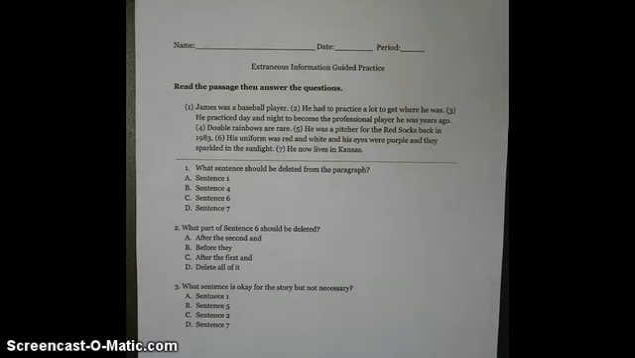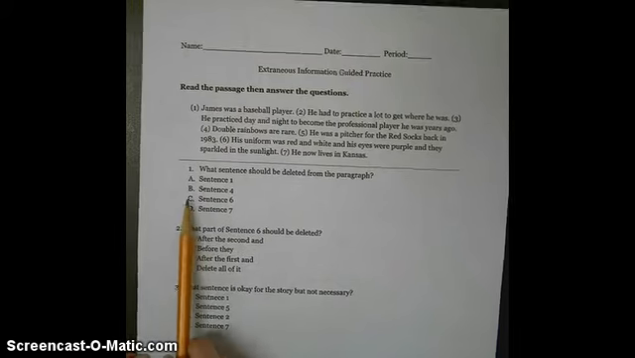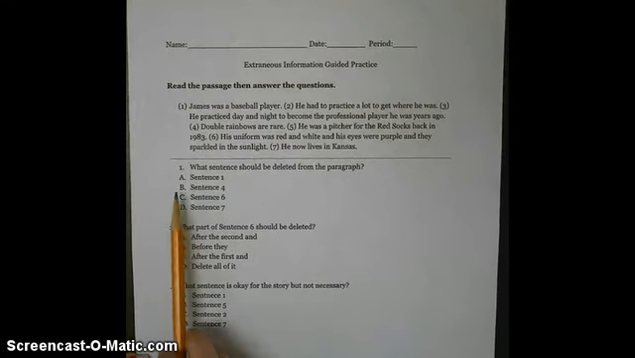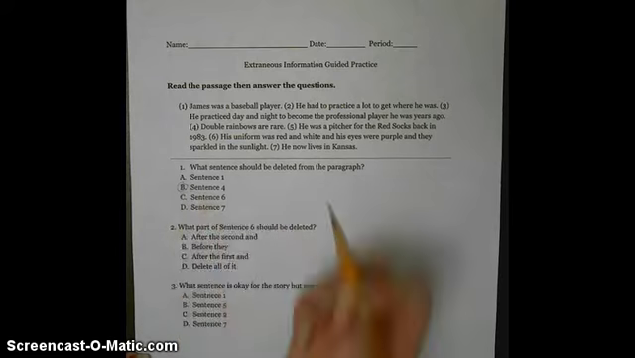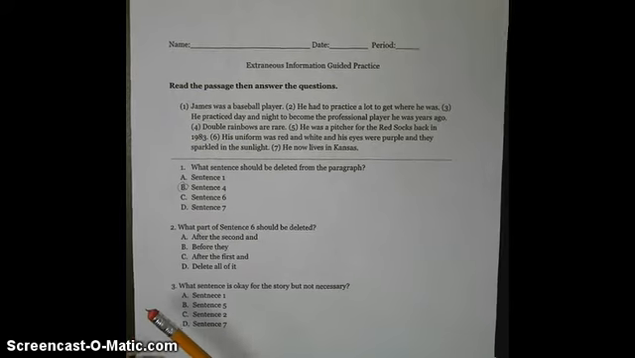Now that you've read each answer choice not in the paragraph, the one that makes the most sense is B, sentence 4. So that would be the answer to number 1, because the passage without sentence 4 does make the most sense.